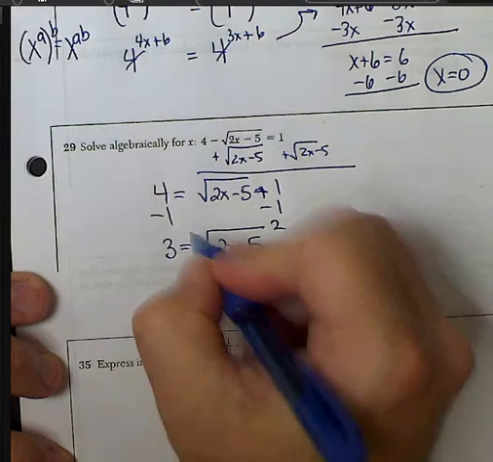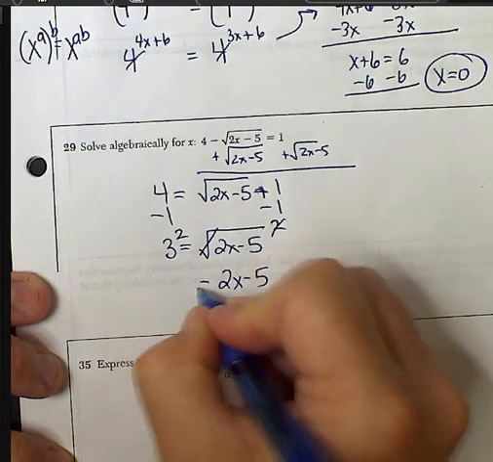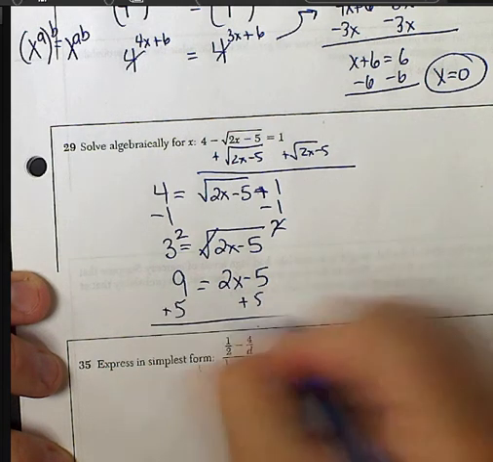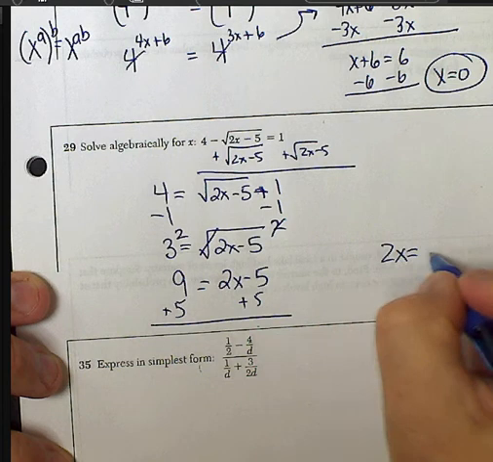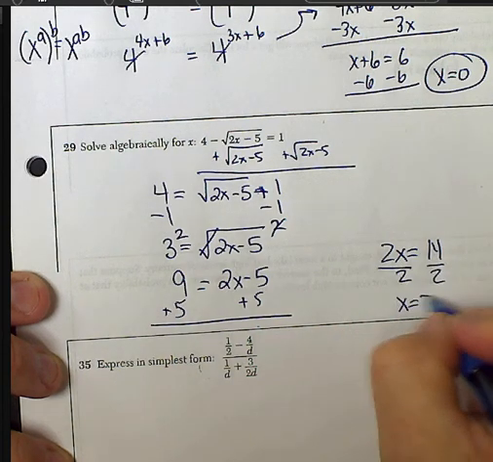We square both sides to get rid of the radical. So we get 2x minus 5 is equal to 9. I'm going to add 5 to both sides. I'm going to get 2x is equal to 14. I'm going to divide by 2. I get x is equal to 7.